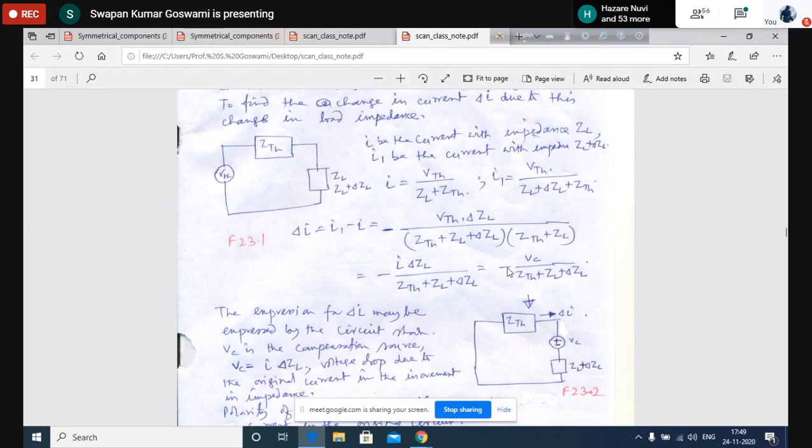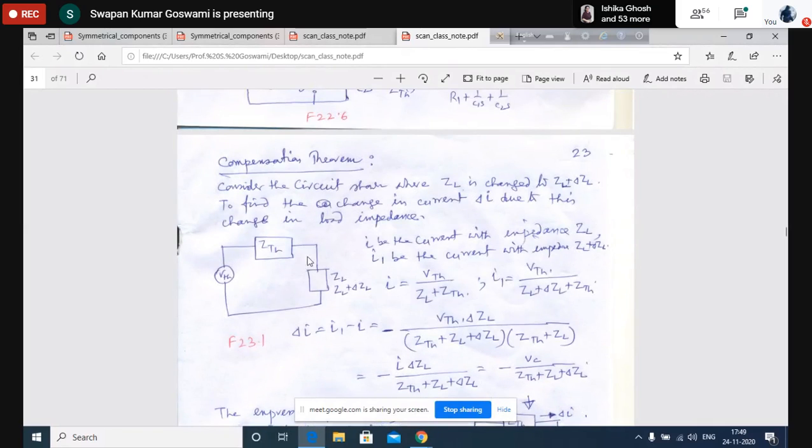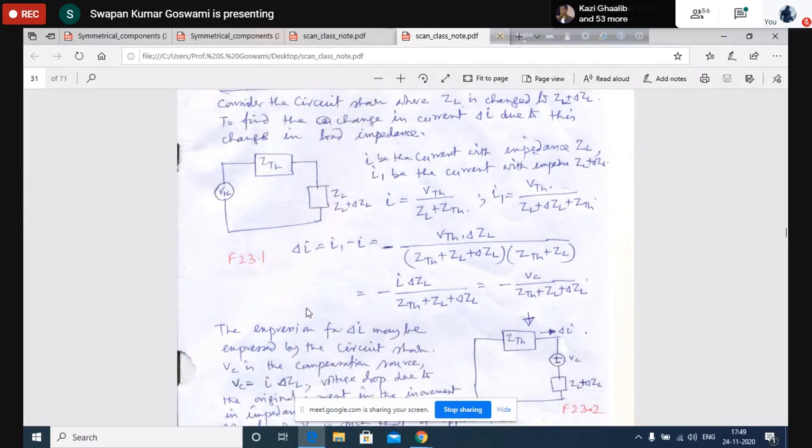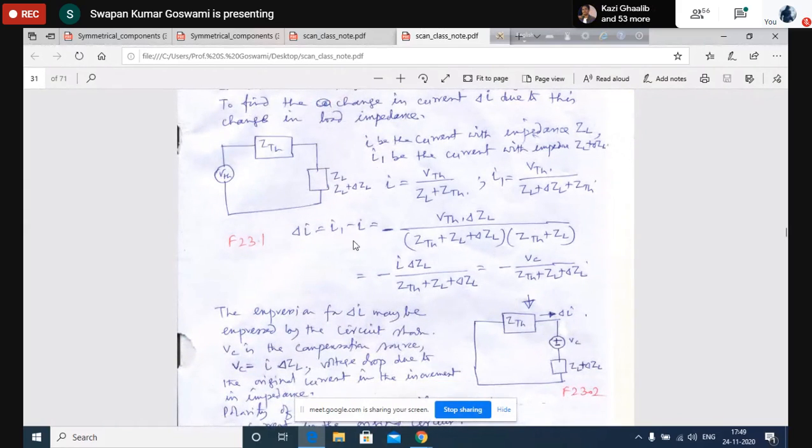Current will be minus, which means the polarity of Vc will be such that it is opposing the current I, delta I. What is the direction of delta I? In this case, you see that we have considered delta I to be in the same direction. In this direction, delta I is flowing, I1 minus I. That means delta I is in this direction, in the direction of I. Since it is in the direction of I, you can say that Vc is written here. We have written it equal to minus Vc by this thing. How have we written the Vc? It is I multiplied by delta ZL.